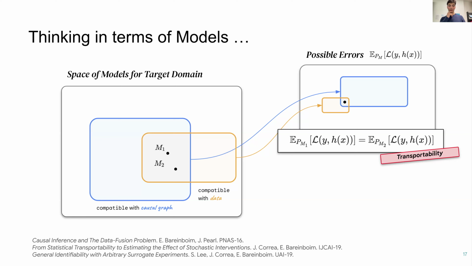And this is really what underlies a lot of the transportability theory and the derivations that we saw previously. The reason why this kind of problem is solvable is exactly because all the things compatible with your knowledge really map to a unique value.